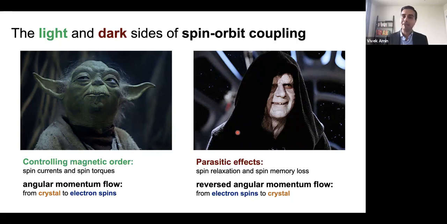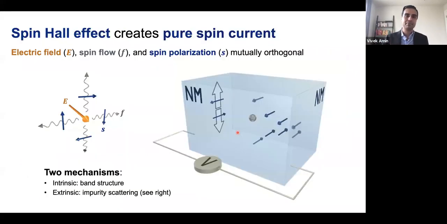So you can also have parasitic effects like spin relaxation or spin memory loss at interfaces, which essentially correspond to a reversed angular momentum flow where electron spins are transferring angular momentum back to the crystal and thus losing their spin polarization or losing the ability to exert torques. And so an open challenge is, how do we create more of the light side, less of the dark side, and actually use spin orbit coupling in a beneficial way?